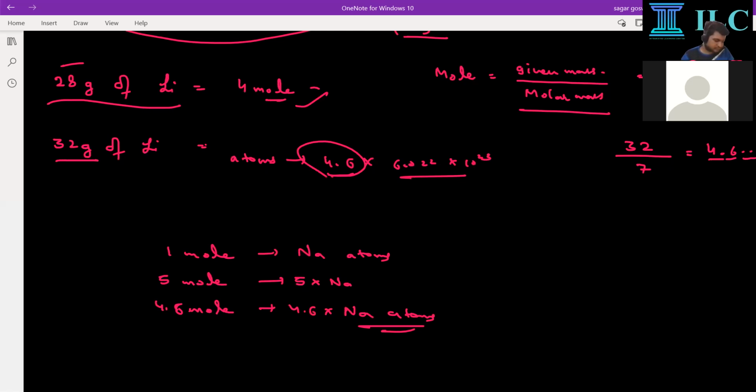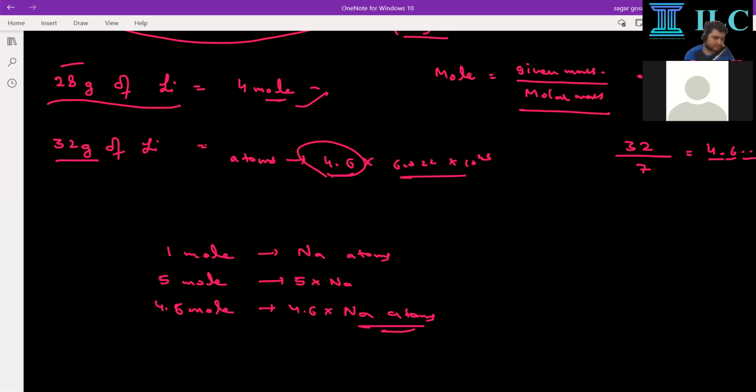Avogadro's number is a big number, it contains billions, a huge number, 10 raised to power 23. So 1 mole is this much because atoms are very small in nature. Can you see atoms with your eyes? Obviously no. So that's why. Okay, got it now?